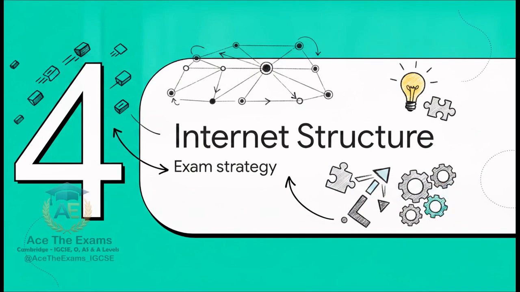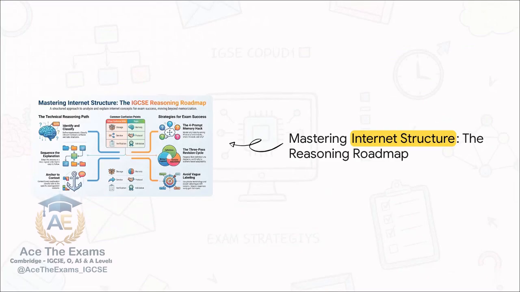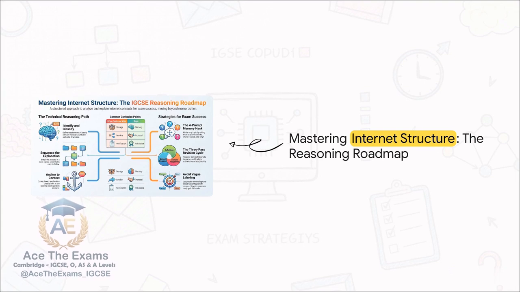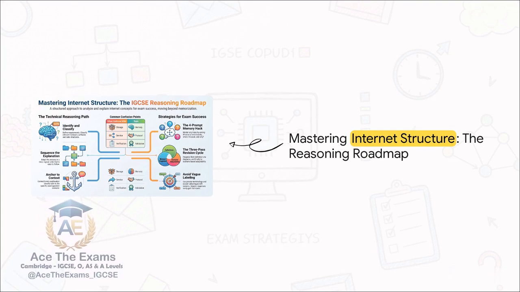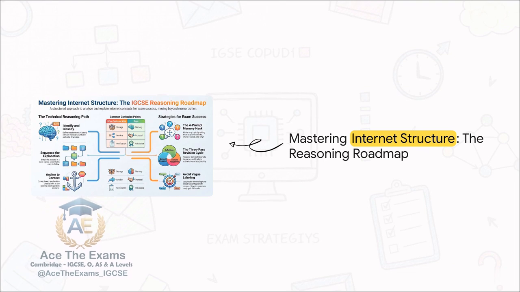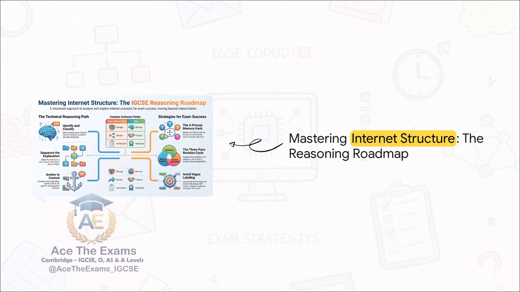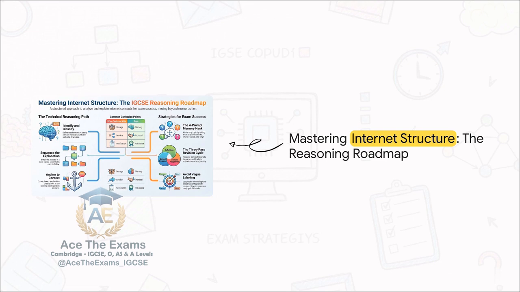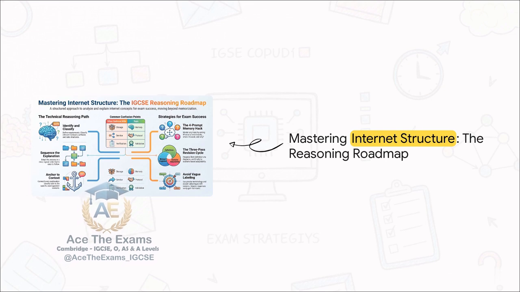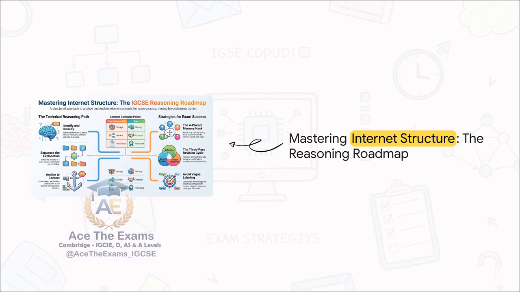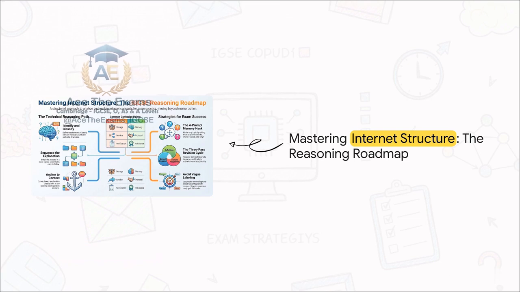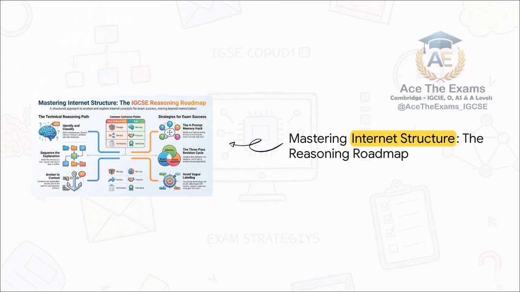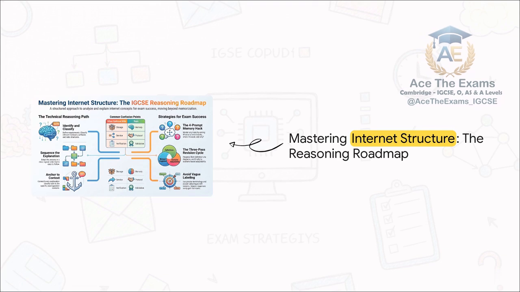Which leads us perfectly into Section 4, Internet Structure Exam Strategy. To master this topic, we use what I call the technical reasoning roadmap. When you face a tough question about internet structure, you shouldn't just panic and start listing random vocabulary. First, you identify the exact requirements of the hardware or data structure. Next, you sequence your explanation logically, step 1, step 2, step 3. And finally, you anchor it directly back to the context the examiner provided. It's all about showing a super clear, logical train of thought.